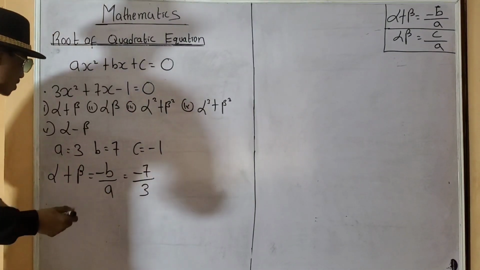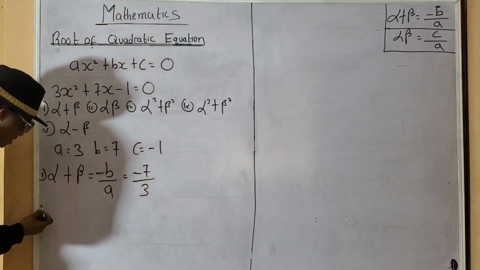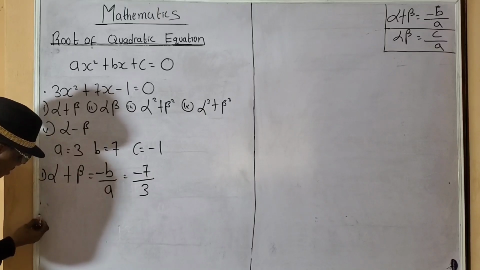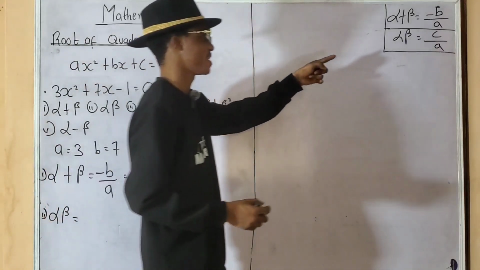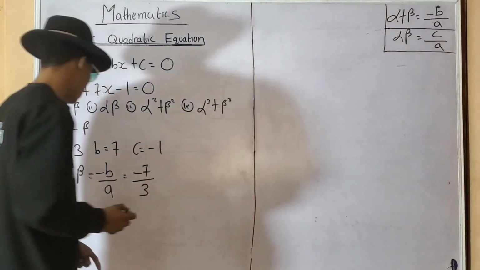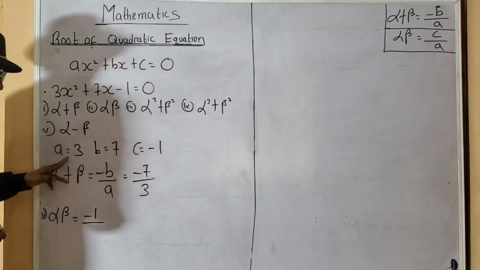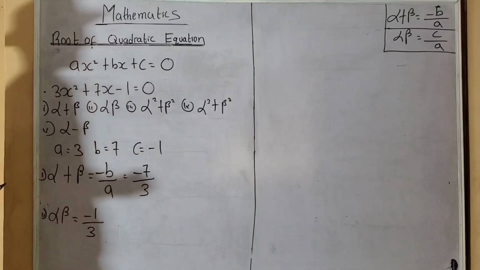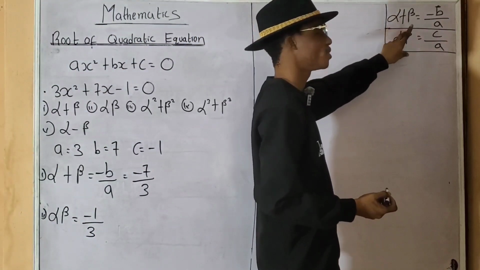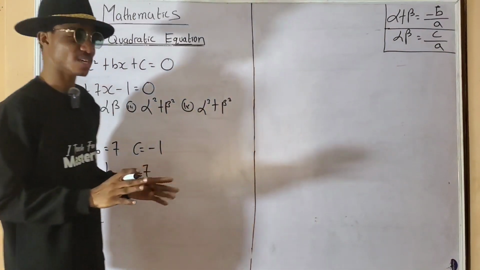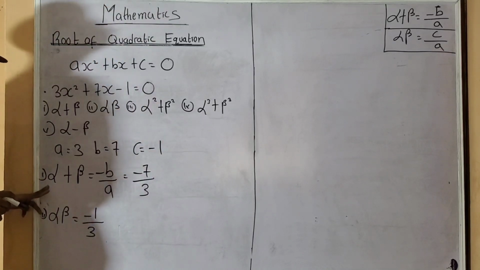So having obtained the value of alpha plus beta, let us proceed to obtain the value of alpha beta. That's the second question here. Alpha beta is c over a, as you can see here. So now we know that c is negative 1, so I'm going to have negative 1 all over a. a is 3, so I'm going to have 3. Do you understand? The moment you are able to master this concept, the sum and the product, you'll be able to simplify any question touching on what we are discussing here. Okay, so we've obtained the first and the second.